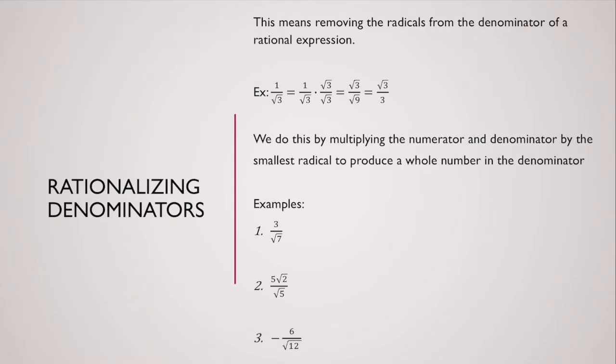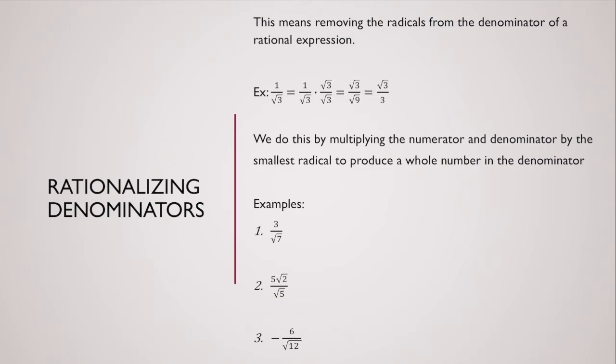So let's talk about rationalizing denominators. This means removing the radicals from the denominator of a rational expression. So on the list of things that make math professors say ew, number 1 is definitely trying to divide by 0. But a close second is having a radical in the denominator. So in order to get rid of the radical in the denominator, we multiply by the smallest radical possible to produce a whole number in the denominator.